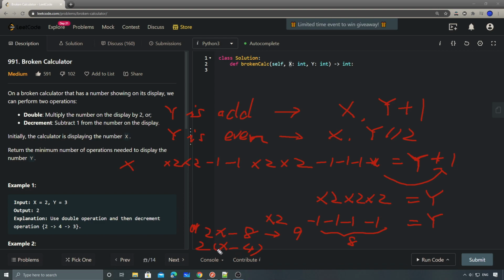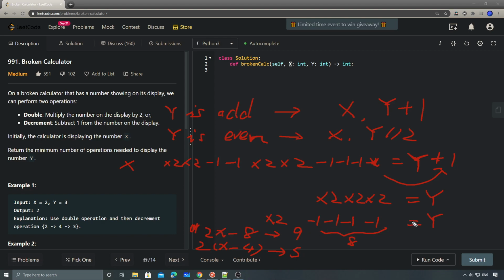if we do an x minus 4 first and then we do a double, how many operations do we have? We only need 5 operations in this case. So basically, it means that we can use x to double minus 1 to decrement 4 times, and then we do a double. It's equivalent to doing a double and then doing 8 decrements, right?